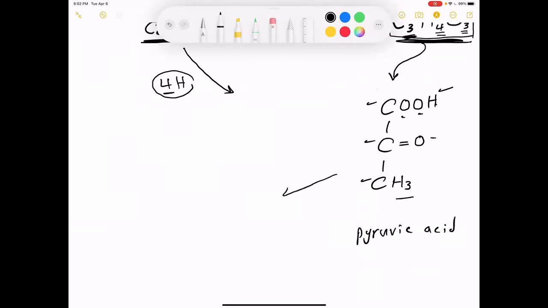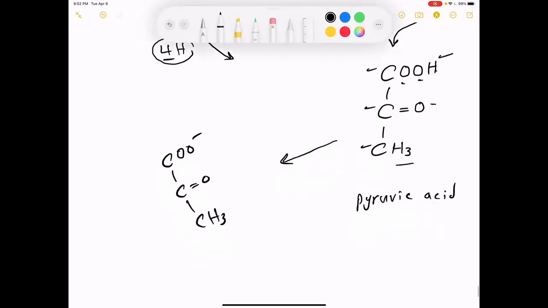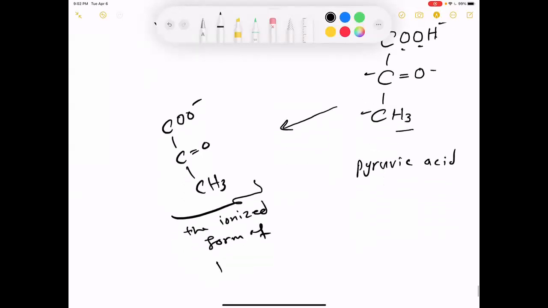Do you know what pyruvate is? Pyruvate is this then. It's basically the ionized form of pyruvic acid, because an organic acid will ionize, will release a hydrogen ion, so I can release it here in an aqueous environment. And of course, it is an aqueous environment. All these reactions take place inside the body, right? This is inside the cell in the cytoplasm.